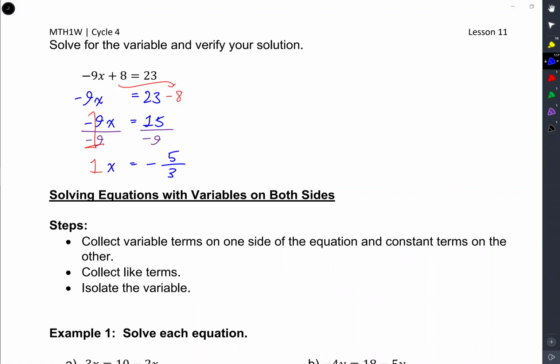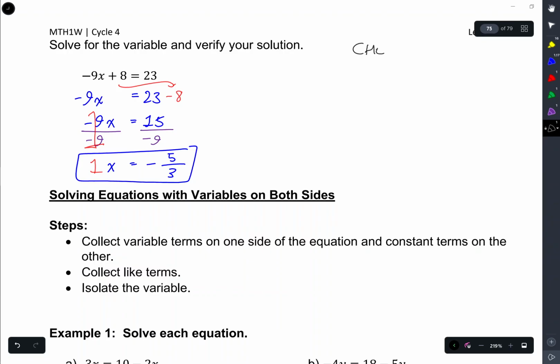And I just really want to double check that with my calculator. So I'm going to take 15 divided by 9. Again, a bit of a decimal. Maybe I could press my fraction button and confirm that that is equal to -5/3. So that looks like our solution. X is -5/3. And what we want to do is check that solution. We want to verify the solution.